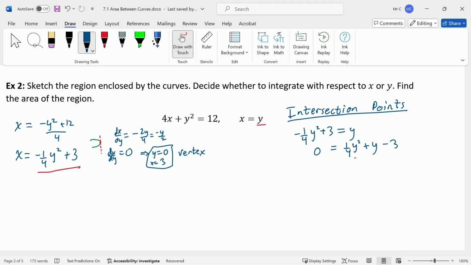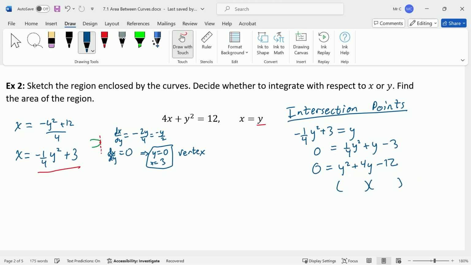Now, I could use the quadratic formula to solve this, but since I'm just multiplying by 1/4, I could multiply both sides of the equation by 4, and it'll still have the same solutions. So if I do that, I get 0 equals y squared plus 4y minus 12. And so that's a little bit easier of a way to find my intersection points here.